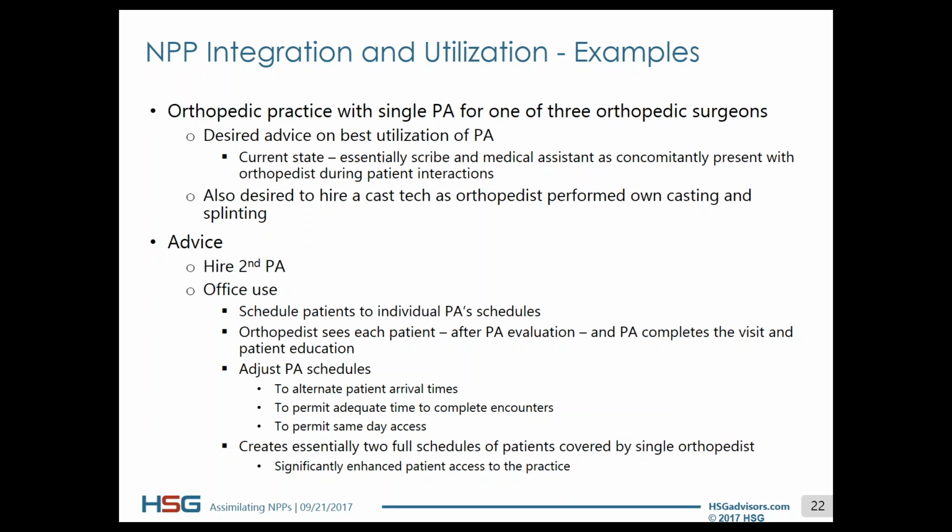So each PA would have their own schedule and their own set of exam rooms, and the orthopedist and each PA would then evaluate the patient. The orthopedist would then see each patient after the PA evaluation, and the PA would complete the visit, patient education, etc. And then the surgeon would go to the other, and also be able to incorporate prescription refills and telephone consults and other points of business in between, going back and forth. So essentially we created two full schedules of patients covered by a single orthopedic surgeon, which significantly enhanced patient access to the practice and allowed both the PAs and the surgeon to feel more professionally fulfilled.